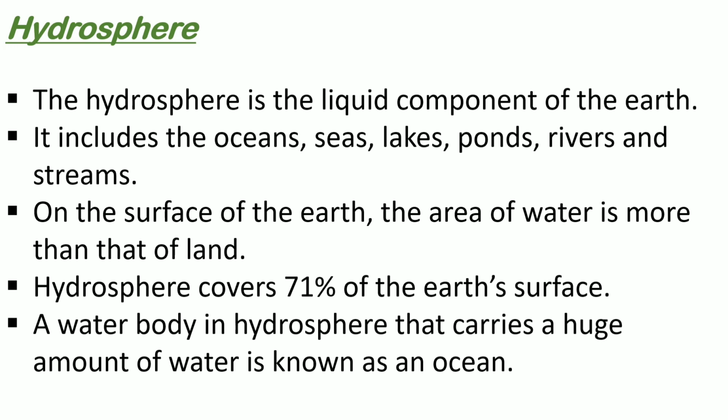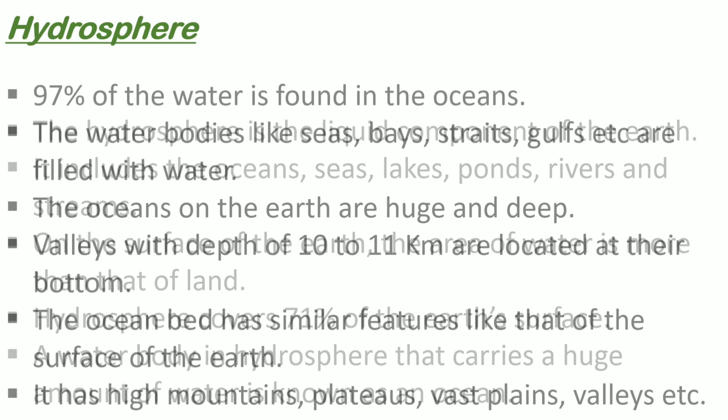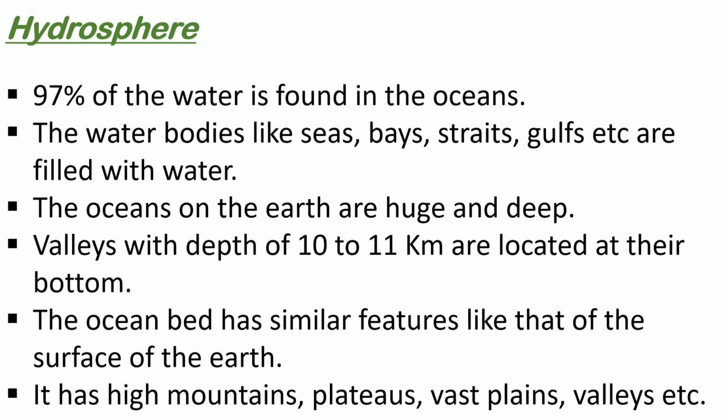Now, on the surface of the Earth, the percentage of water is more than that of land, and hydrosphere also covers 71% of the Earth's surface. A water body in hydrosphere that carries a huge amount of water is known as the ocean. So, ocean carries 97% of the water, and all the oceans are connected to each other. Water bodies like seas, bays, straits, all these water bodies are filled with water.